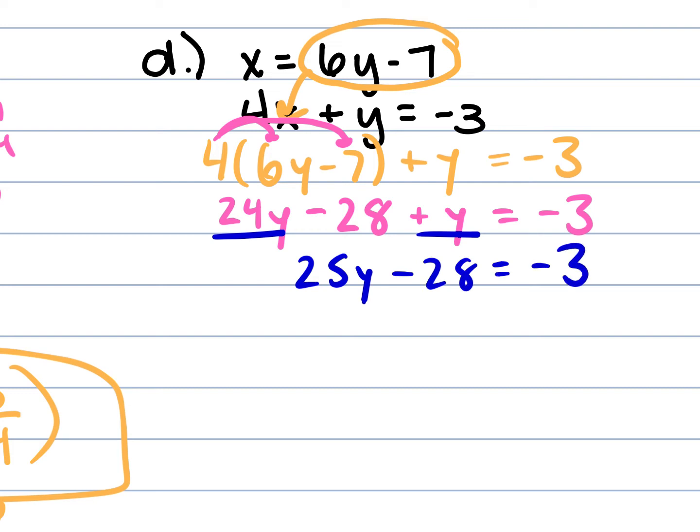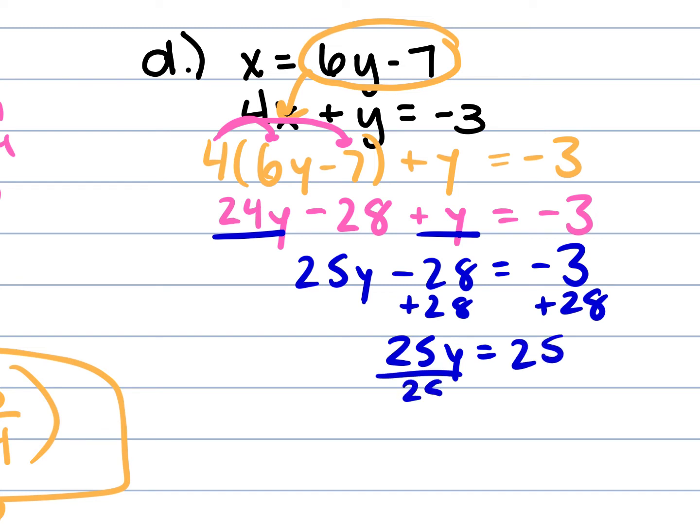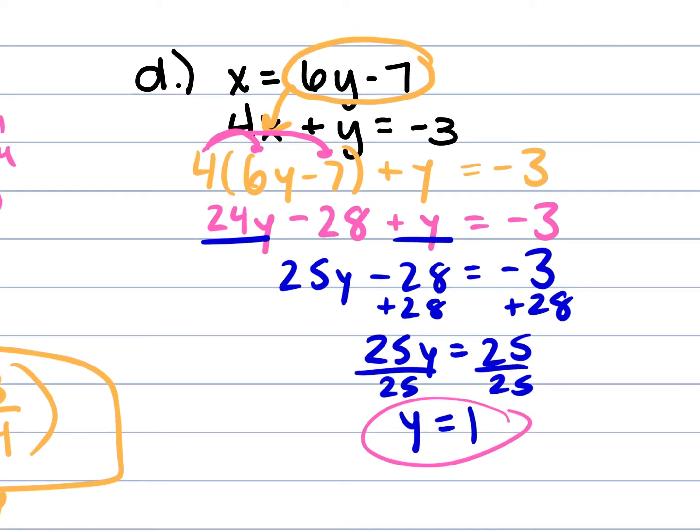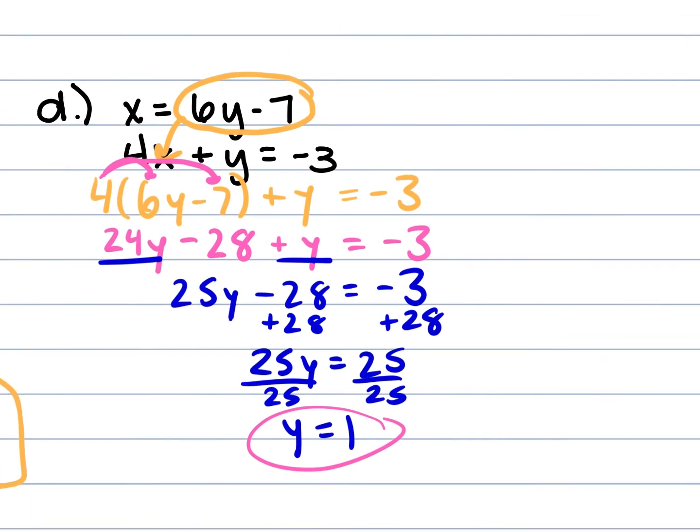What's next? Add 28 on both sides. So 25y is equal to, what is -3 plus 28? 25. And then the last step? Divide by 25. So what's 25 divided by 25? 1. So y equals 1. So that's just half of my answer. How do I find x? Plug 1 in for y.